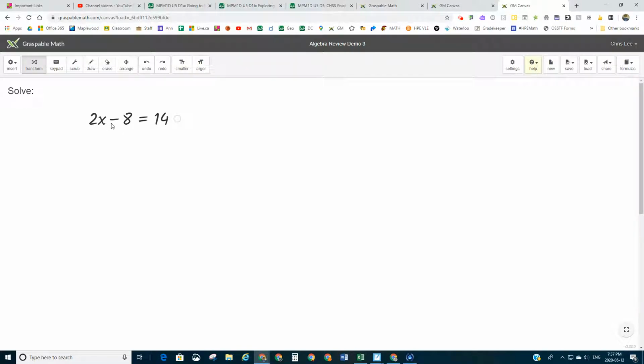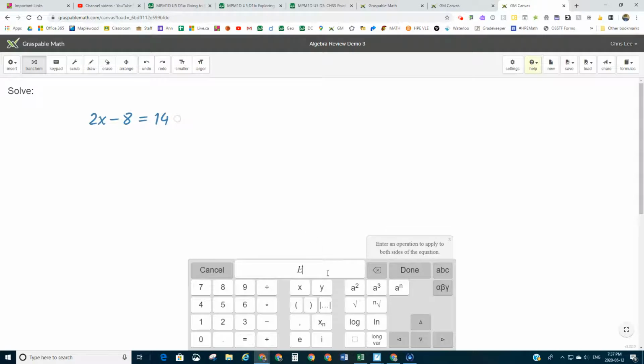So that's great. Now what I need to do is, of course, take this minus 8 and add 8 to both sides. I need to eliminate and isolate the 2x. So to do that again, I'm going to click and hold on the equal sign, and then go and actually add 8 to both sides.